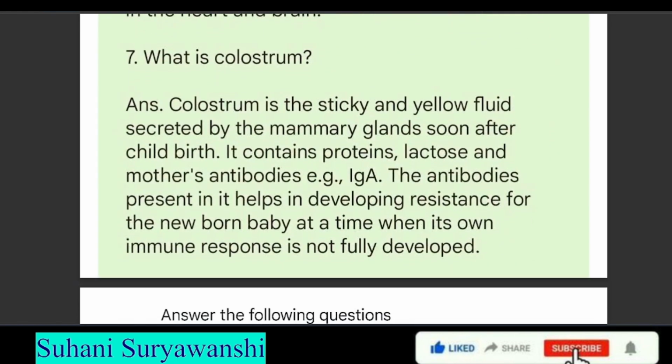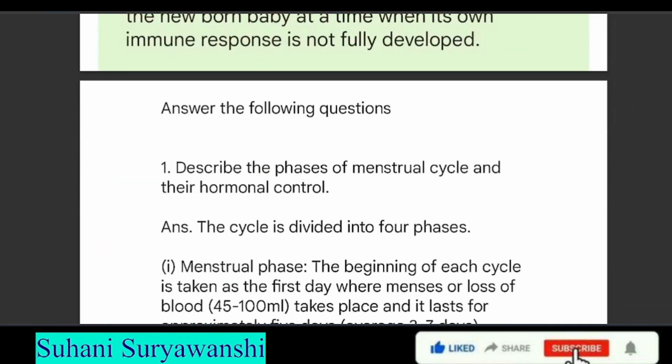What is colostrum? Colostrum is the sticky and yellow fluid secreted by mammary glands soon after childbirth. It contains proteins, lactose, and mother's antibodies, that is IgA. The antibodies present in it help in developing resistance for the newborn baby at a time when its own immune response is not fully developed.